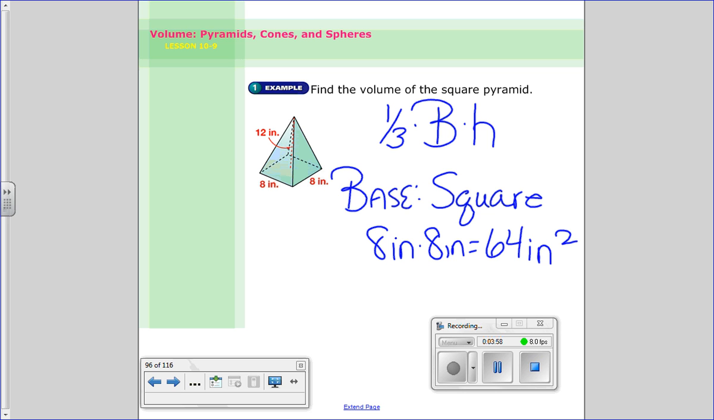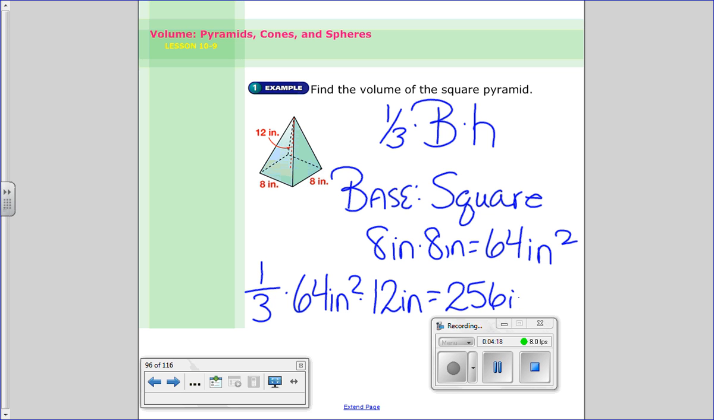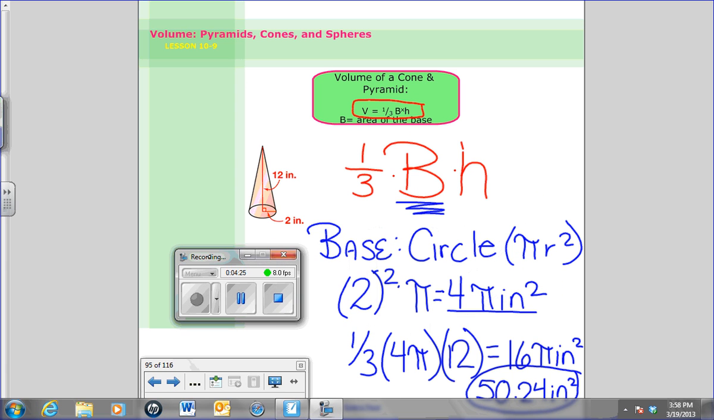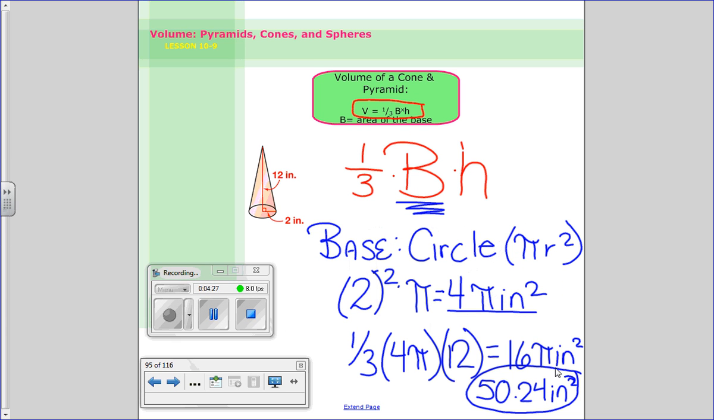So now I'm going to go up to my formula. 1/3 times 64 inches squared times the height, which is 12 inches. And I multiply that together. 64 times 12, and then again, times 1/3 or divided by 3, you get 256 inches cubed, because we're talking the volume here. And I think, did I do that? Oops, I made an error on this one. This shouldn't have been squared. This should have been cubed, since it's volume.